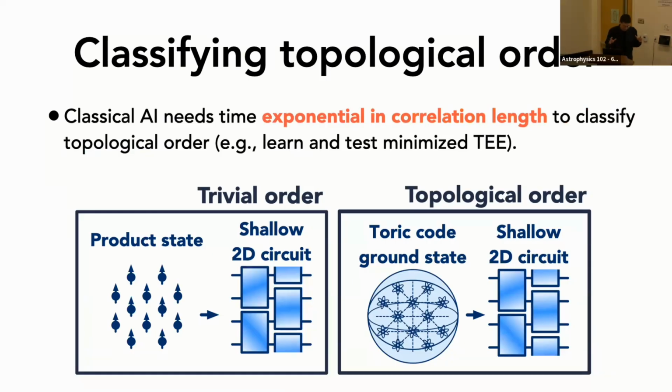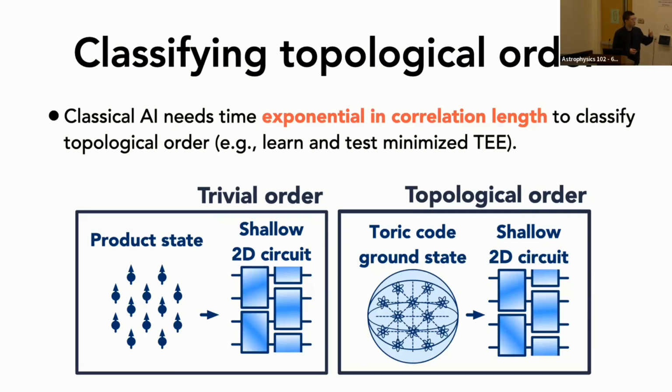So just to recap on what people already know. There have been several works that, combined together, one can easily show that if we have a classical AI agent that tries to classify topological order, we want to train them to classify topological order, they can always do it in a computational time that's exponential in correlation.